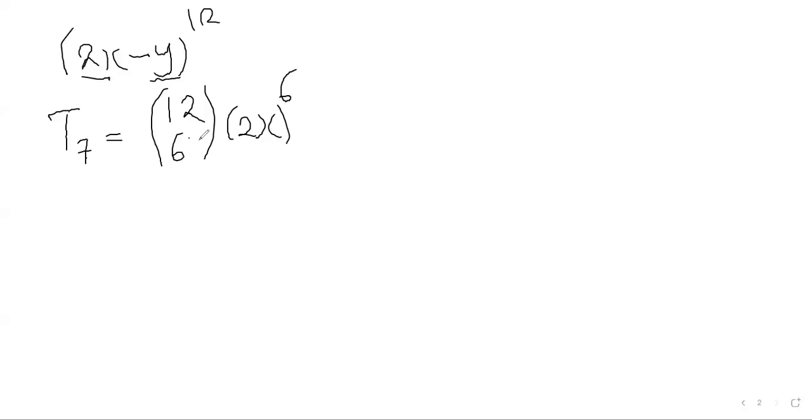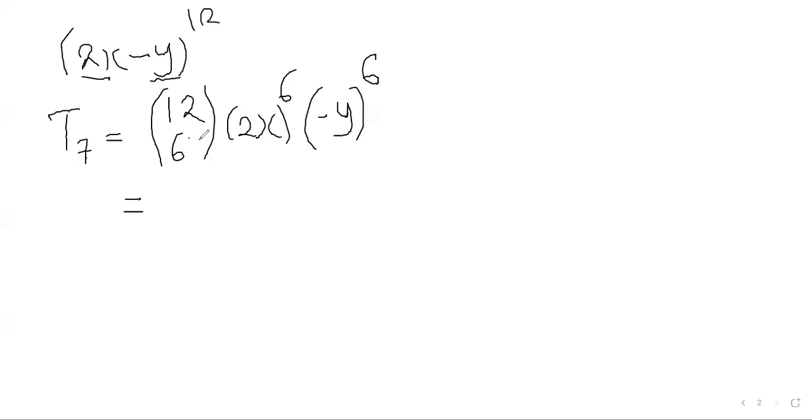n choose, but here the value of n is 12, so it is 12, and then 7 here, it will be 7 minus 1, which is 6, and 2x is our first term, and that's our second term. (2x)^(12−6), which is 6, open brackets, negative y, don't forget the negative, to the power 6, like that. So you can start our expansion here.